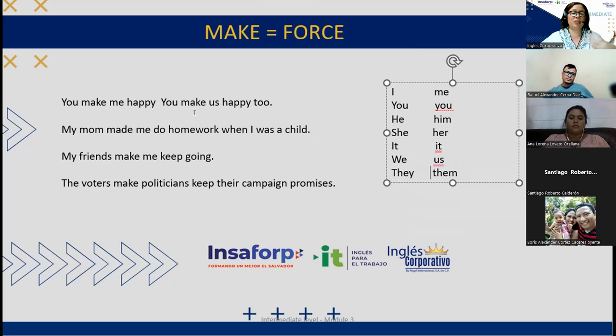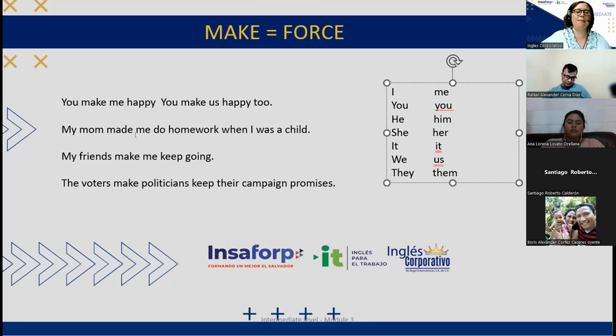These are the pronouns that we are going to use after the causative, okay? For example, you make me happy. You make us happy too. I'm not going to say you make happy to me. No, that's incorrect. We've got to say you make me happy. You make us happy too.